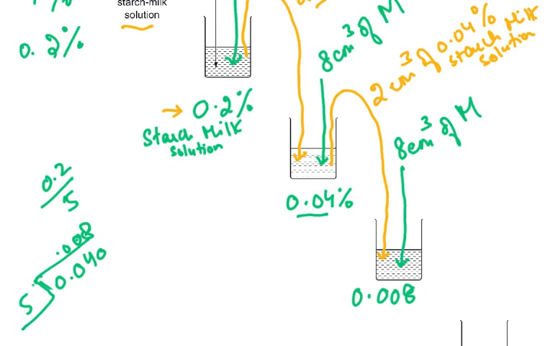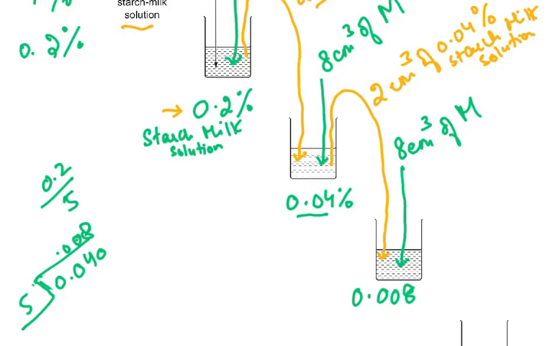Now from 0.04, it will become 0.008. I'm sure you all have calculators and you can do it. I'm just throwing it to you because I'm used to more mental maths. I'm not a calculator person. I hardly know how to use the calculator even. So you added 8 cm cube of m.